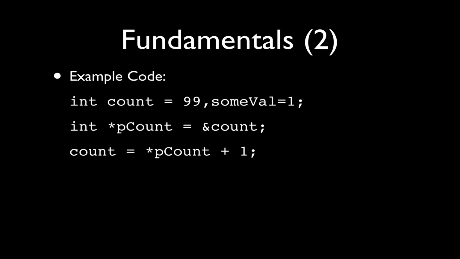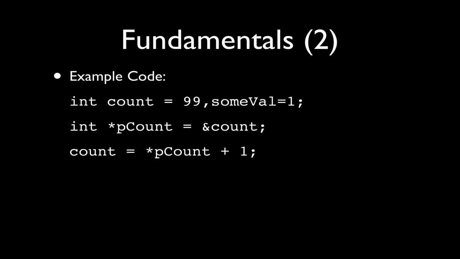This allocates actual memory to hold an integer, and an integer on most modern machines today is going to be at least 4 bytes. The next variable, lowercase p, capital C, count, defines a pointer to an integer. So the star in front of the pCount sets this up to be a pointer. So this does not allocate an integer value per se. Instead, it allocates enough space to hold a reference or address of an integer.